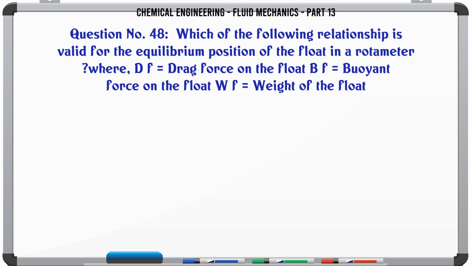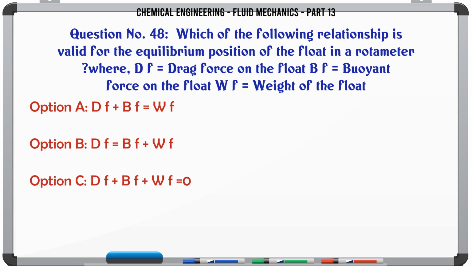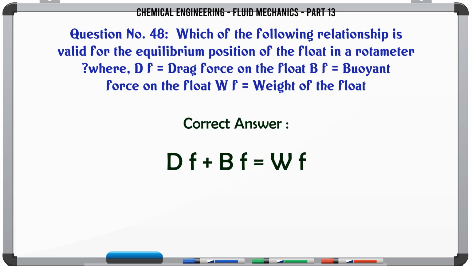Which of the following relationships is valid for the equilibrium position of the float in a rotameter, where dF is the drag force on the float, Bf the buoyant force on the float, Wf the weight of the float? A. dF Bf Wf, B. dF Bf Wf, C. dF Bf Wf 0, D. None of these. The correct answer is dF Bf Wf.